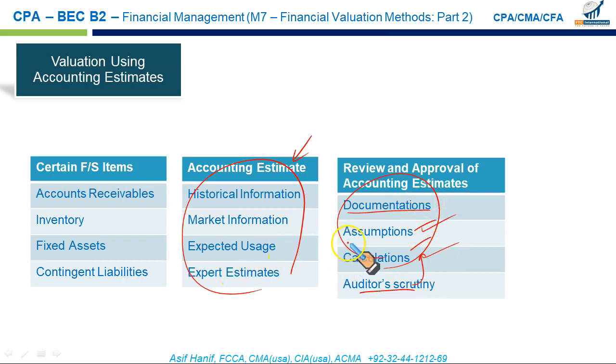Experts' reports must be verified. We need to have justifiable assumptions, and we need to be able to support the numbers through calculations. So gentlemen, that ends your M7 Financial Valuation Methods Part 2.